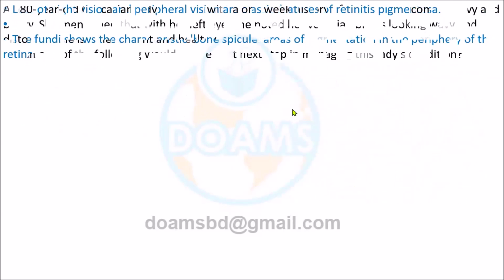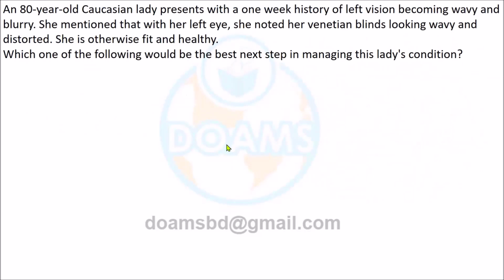Right. Now, next patient. Let's see, Dr. Nawaz, can you read? Yes, sir. An 80 years old Caucasian lady presents with a 1 week history of left vision becoming wavy and blurry. She mentioned that with her left eye, she noted her Venetian blind looking wavy and distorted. She is otherwise fit and healthy. Which one of the following would be the best next step in managing the lady's condition?